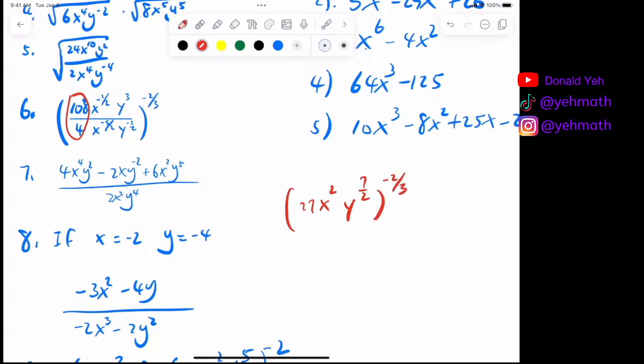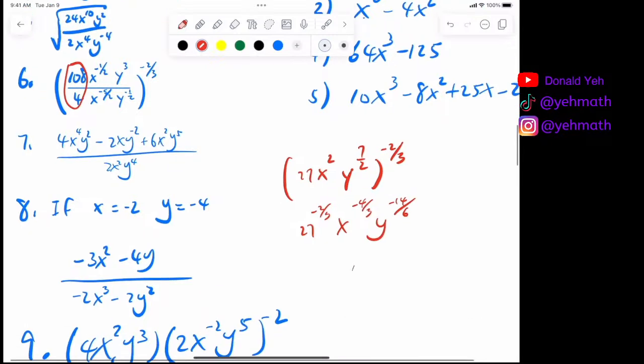And now the very complex problem is simplified down to just subtracting the top exponent minus the bottom exponent, and that's just the exponent rules. That's going to be 27 to the negative 2/3, x to the negative 4/3, y to the negative 14 over 6. Now everything's negative. And this will end up to be 9. If you don't know why it's 9, I will show you. y to the 14 over 6, which is also known as 7 over 3.